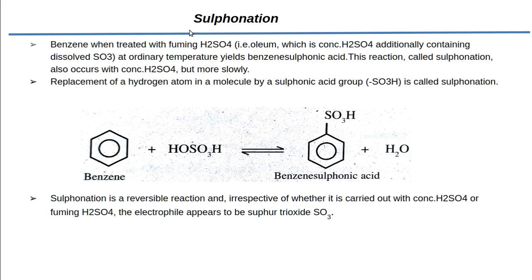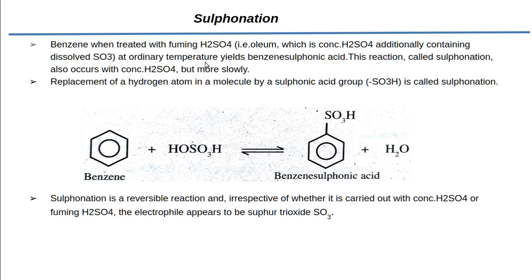Next we are going to discuss about sulfonation reaction. So what is sulfonation reaction? Benzene when treated with fuming sulfuric acid. Fuming sulfuric acid is also known as oleum. Oleum means concentrated sulfuric acid additionally containing dissolved SO3. That means oleum is made by dissolving sulfur trioxide SO3 in concentrated sulfuric acid.